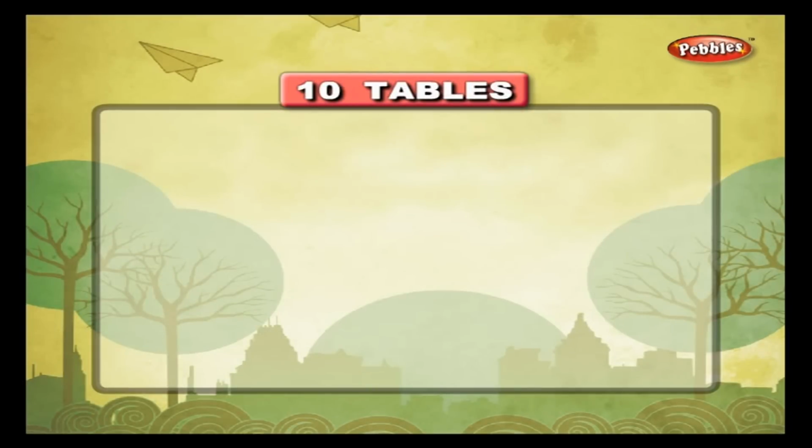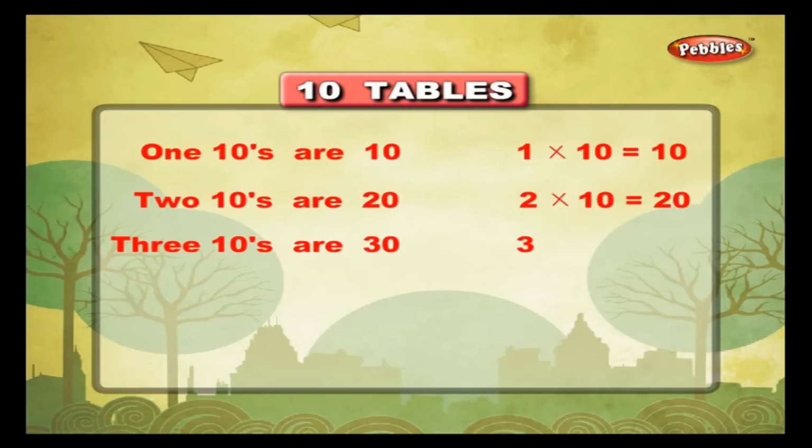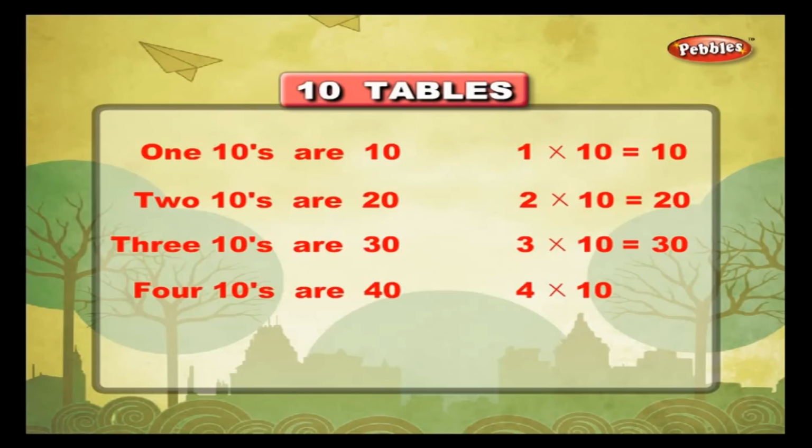10 tables. 1 tens are 10. 1 into 10 is equal to 10. 2 tens are 20. 2 into 10 is equal to 20. 3 tens are 30. 3 into 10 is equal to 30. 4 tens are 40. 4 into 10 is equal to 40.